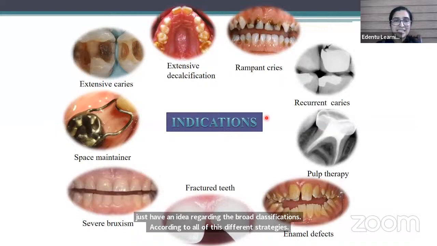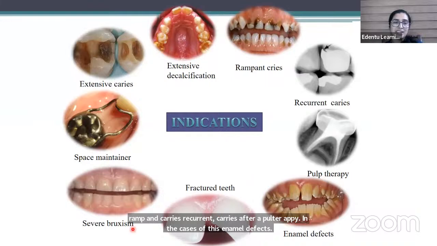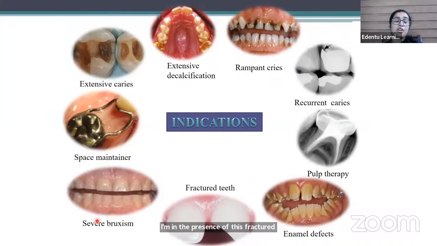Getting on into the indications, many of us know that it is given only after a pulp therapy. Other than that, the indications are that it can be used for space maintenance whenever there is extensive caries, extensive decalcification, rampant caries, recurrent caries after a pulp therapy, in cases of enamel defects, in the presence of fractured teeth, and also in cases of severe bruxism.